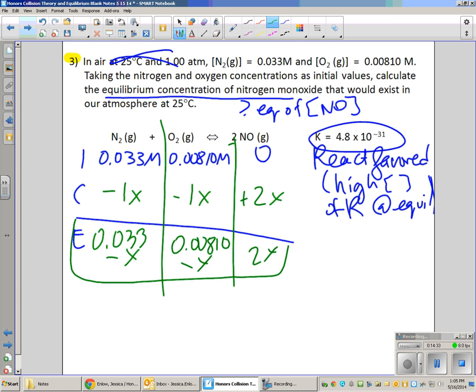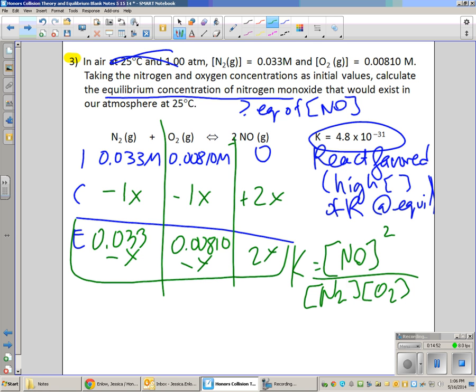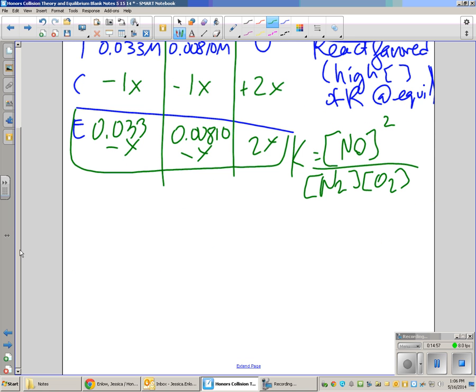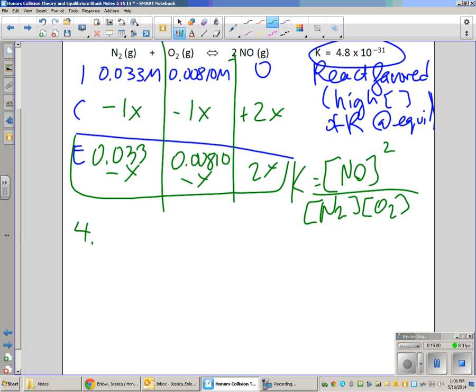What did we do in the last problem? We plugged it into the K expression, right? So let's write out the K expression first before we can plug it in. K is equal to NO squared over nitrogen times oxygen. Okay, so then I get to plug it in. So K was, what was K? 4.8 times 10 to the negative 31 is equal to, now I get to plug in. So tell me what I'm plugging. 2x squared over what?